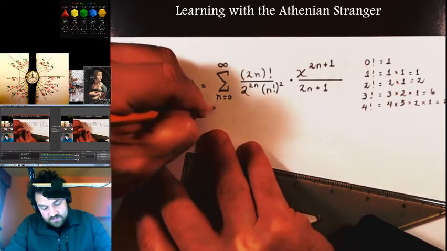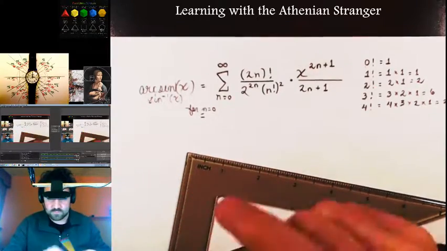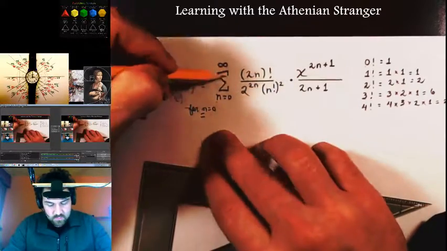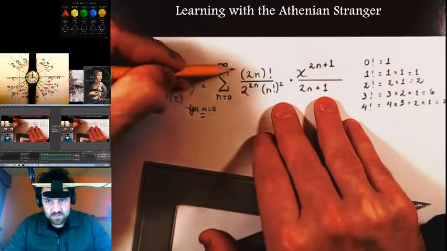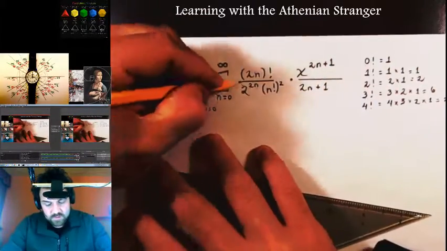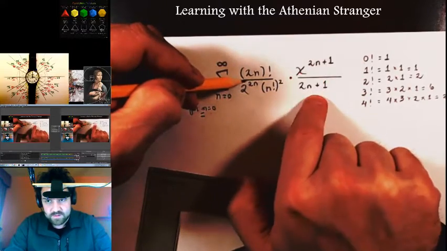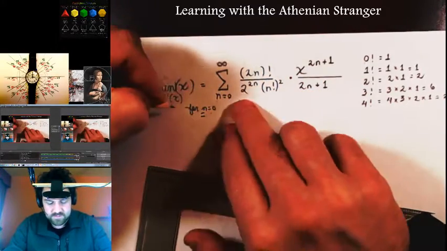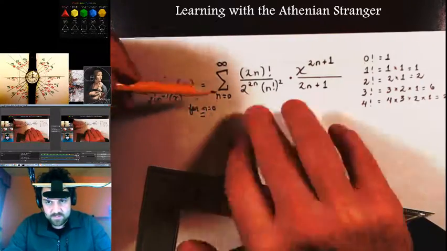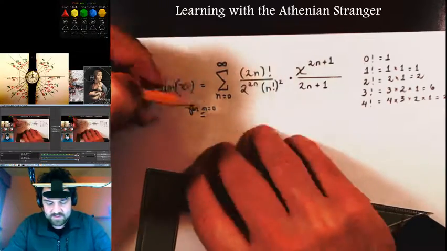For n equals 0, I need a sharper pencil. For n equals 0, we're not going to put this sum anymore. We're actually just going to look at just this piece here. We're going to substitute a 0 in wherever we see an n in this formula right here. So pause the video as needed to see what I'm doing. And because it's a sum, whatever I get here, I'm going to add it to the next thing. That's how a Taylor series works.